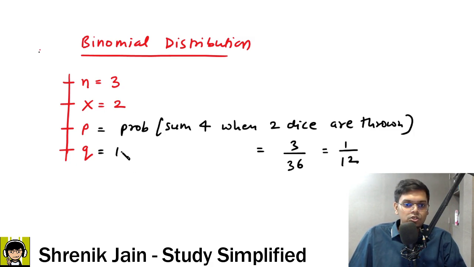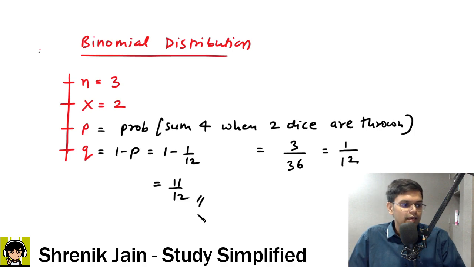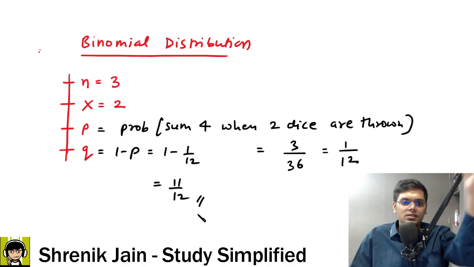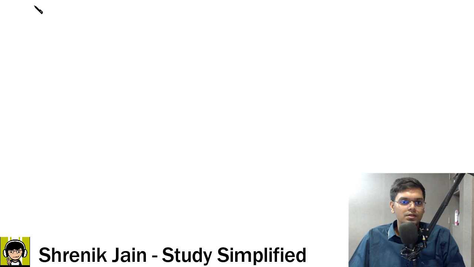Sir, Q is just 1 minus P. So 1 minus 1 by 12, that is 11 by 12. You got everything: N, X, P, Q. What's next? Finding the probability of the required scenario.